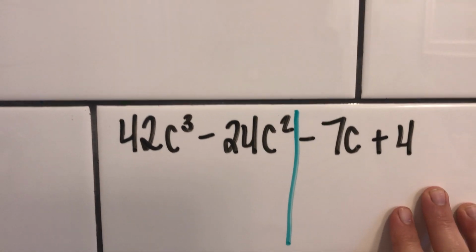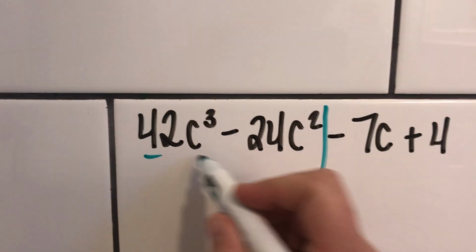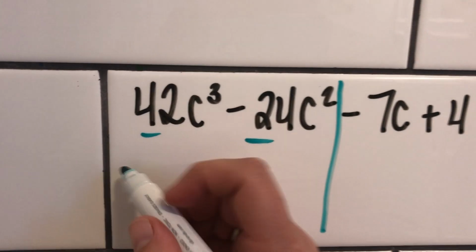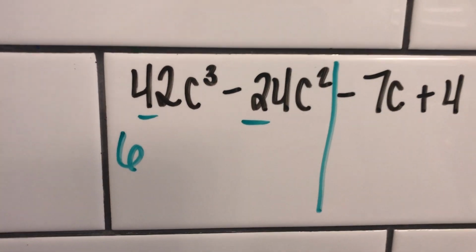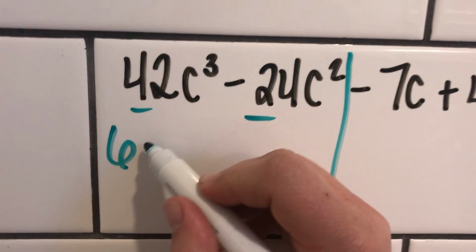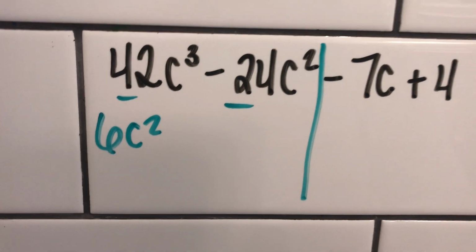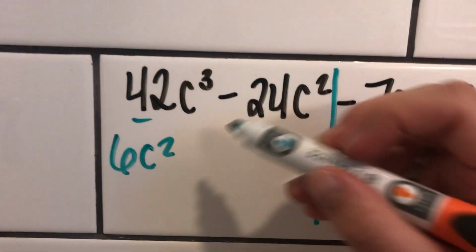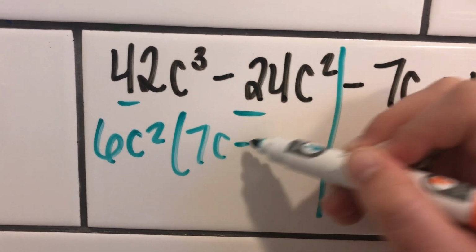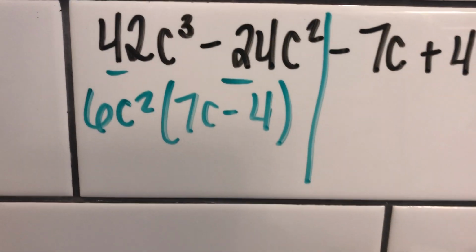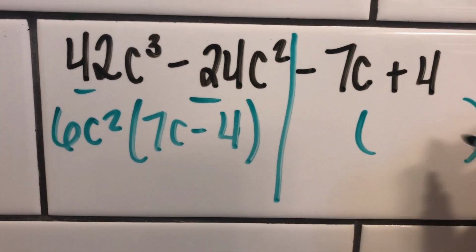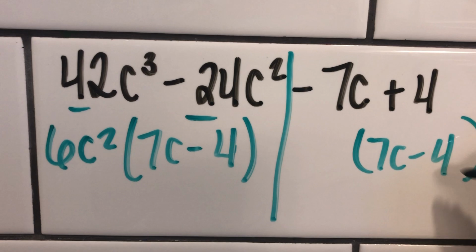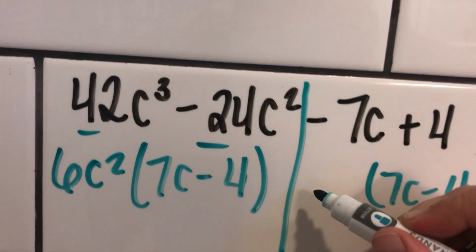And I'm going to find the GCF of each side of that split. So the GCF on the left, I see that I can pull out 6 for a number, and I can also pull out c squared. And when I do that, I'm left on the inside with 7c minus 4. And I need these to match. So in order to make them match, I'm going to pull out a negative 1.